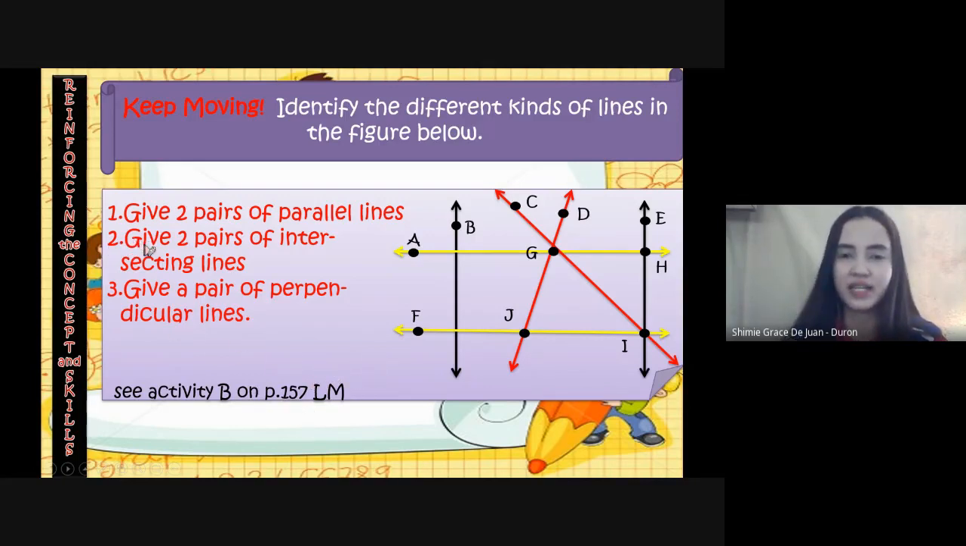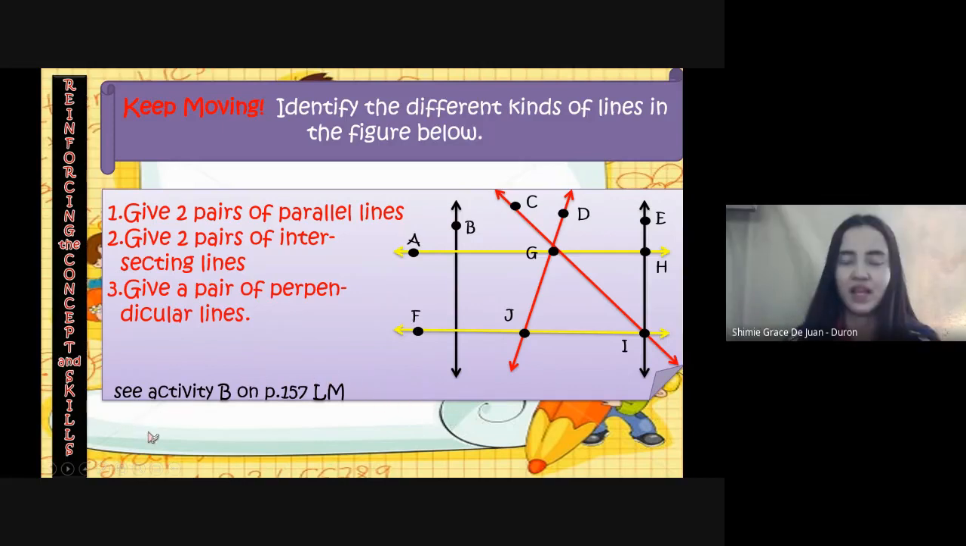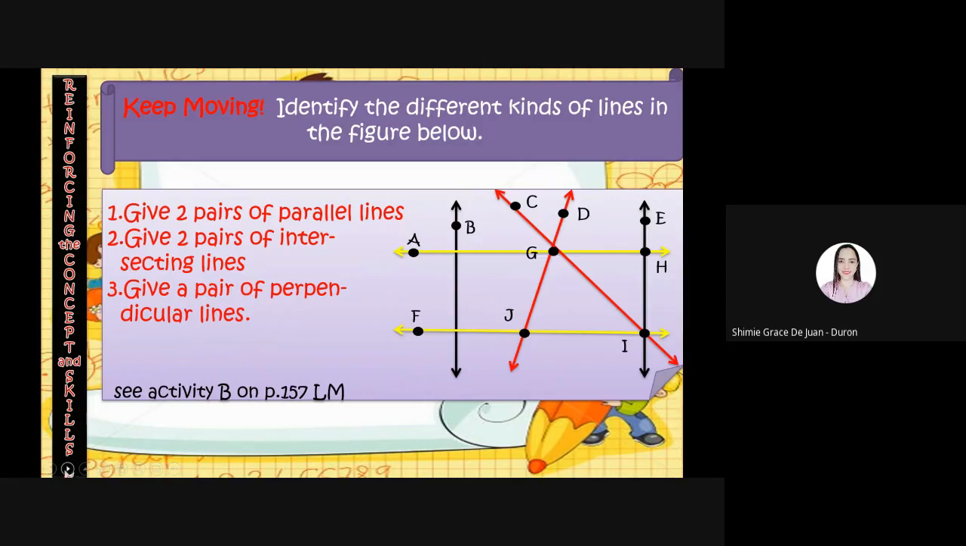The second question is that you have to give 2 pairs of intersecting lines. And for the third activity, give a pair of perpendicular lines. So with this figure here, look for those pairs of lines. Are you done, kids? Okay, we will check that later on.